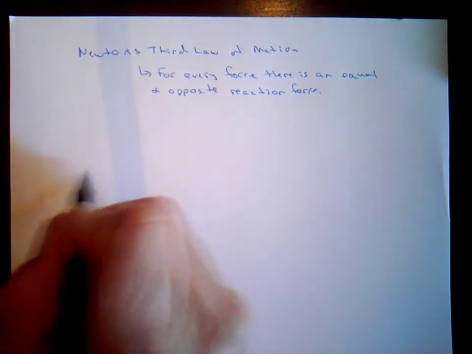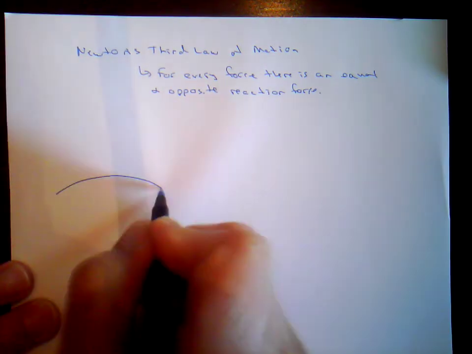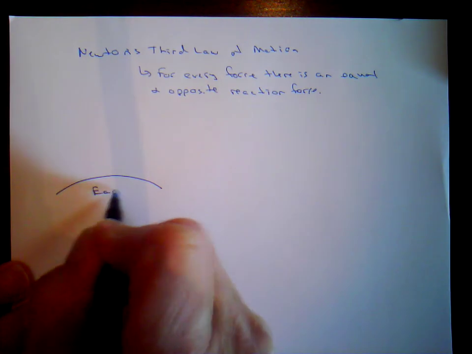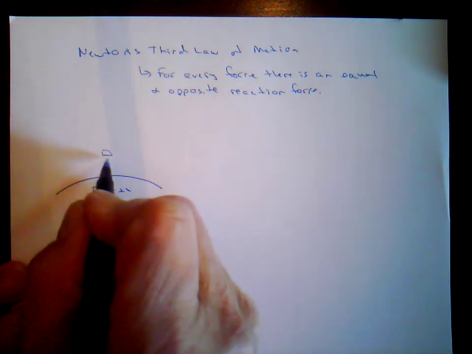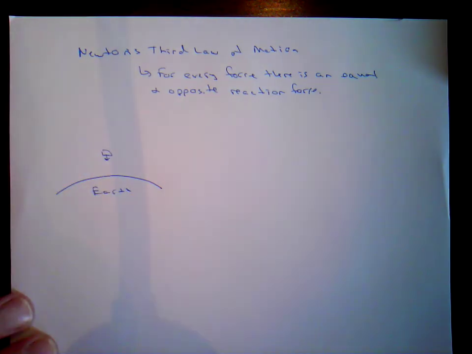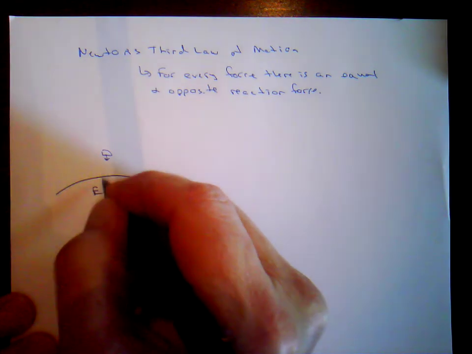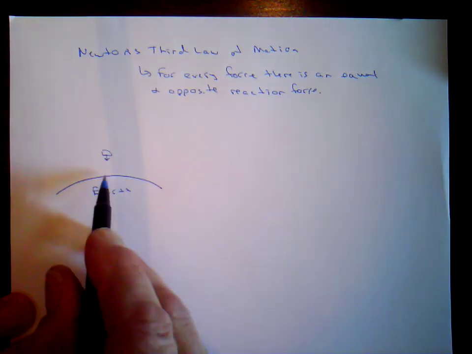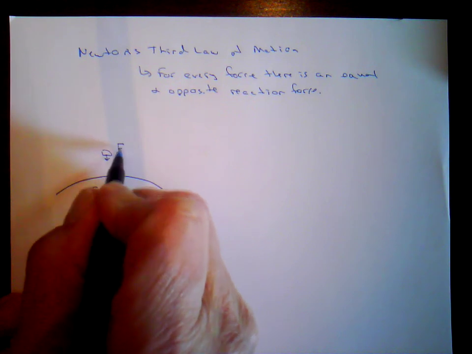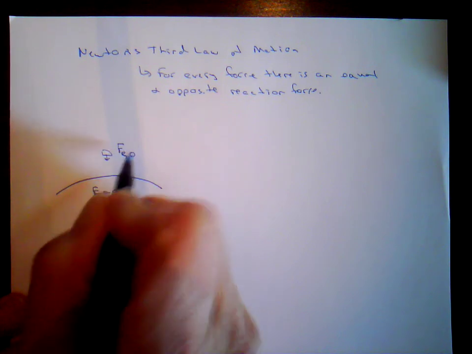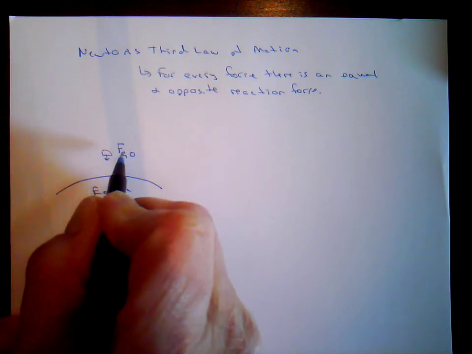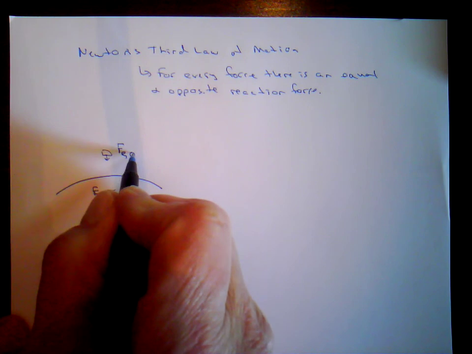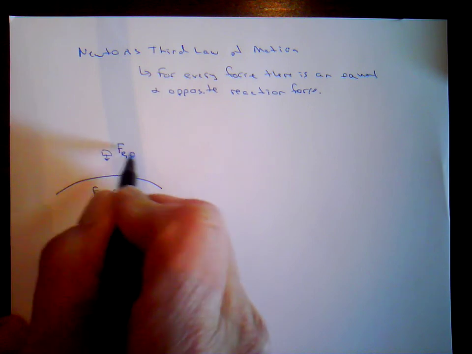For example, let's say this is the Earth and we have an object that's falling to the Earth. The reason it falls to the Earth is because there's a force of gravity on that object. The thing that applies the force of gravity to that object is the Earth. So this is the force of the Earth on the object. This is the Earth, the entity that's applying the force, and this is the entity the force is being applied to.